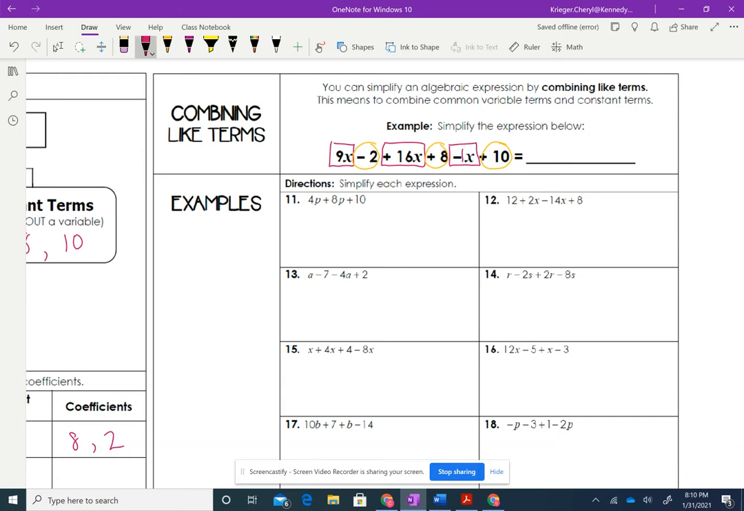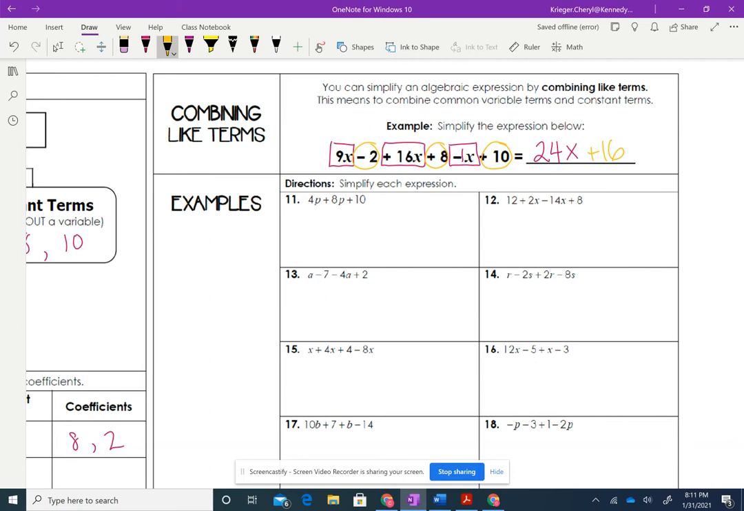So we'll combine the variable terms. 9x plus 16x is 25x, minus 1x would be 24x. Okay, and the constants, my -2, my +8, and my +10. I'm going to do the 10 plus 8 first, which is 18, and then add in the -2, which is the same thing as -2, so that is a positive 16.